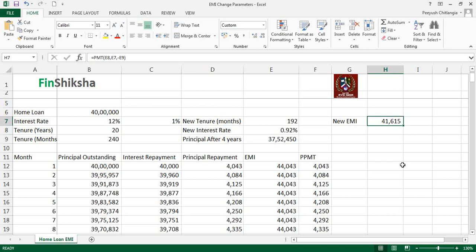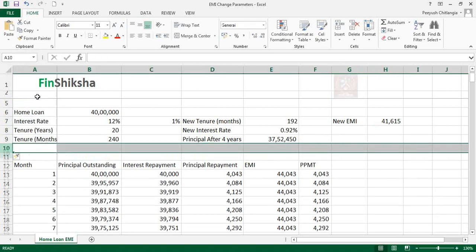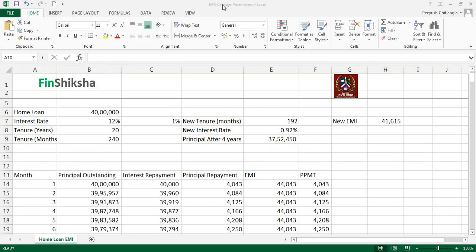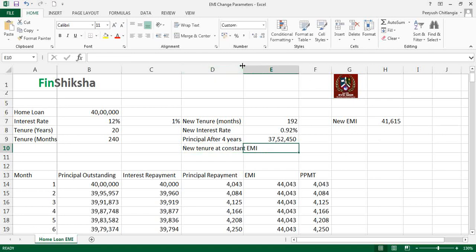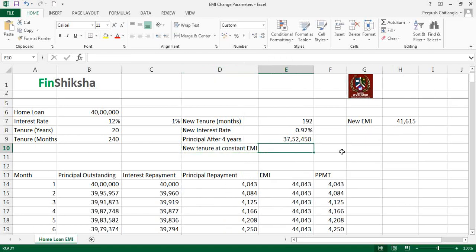Now let's actually change this a little bit, and let's say we want to look at new tenure. So let's actually introduce a couple of rows here, and I want to see what happens if I want to keep the EMI constant. New tenure at constant EMI. Let's say someone says that I can pay this amount. I don't necessarily need to change this amount. So what we're going to solve for is the tenure.